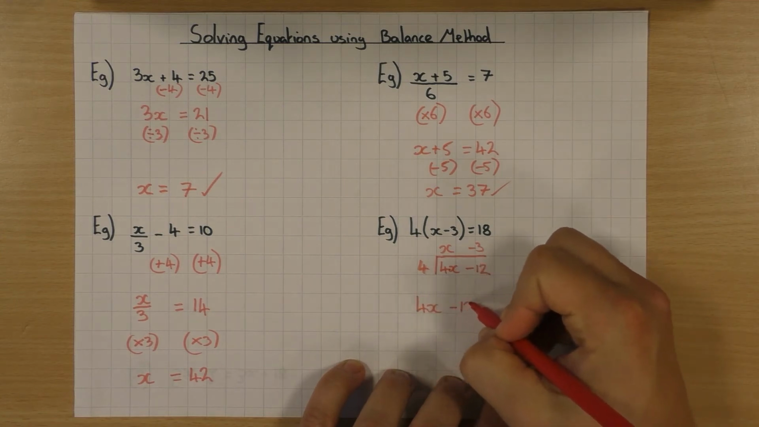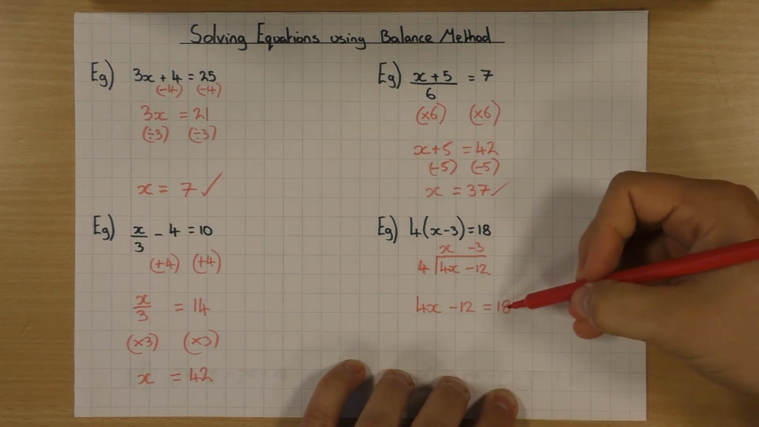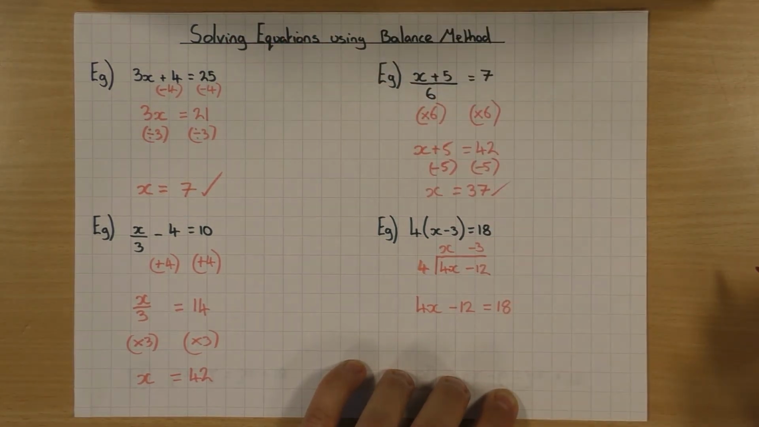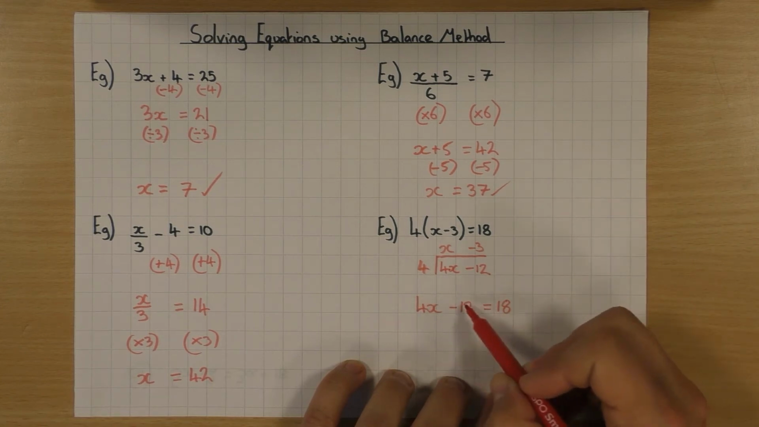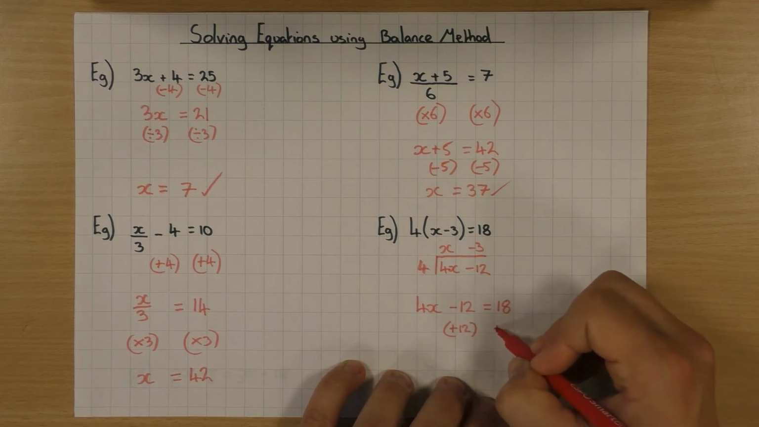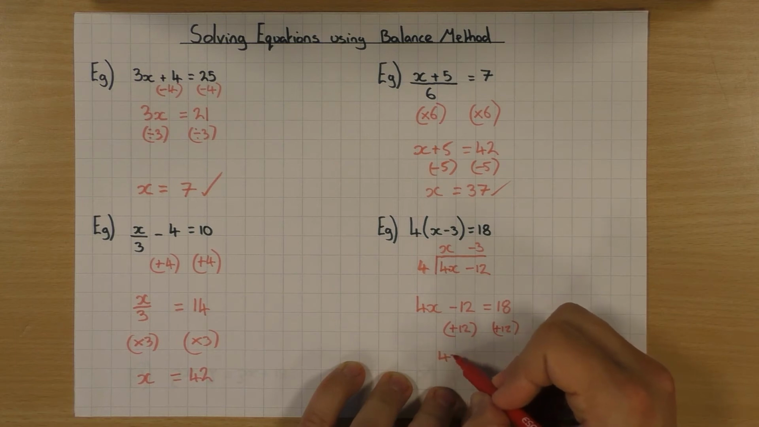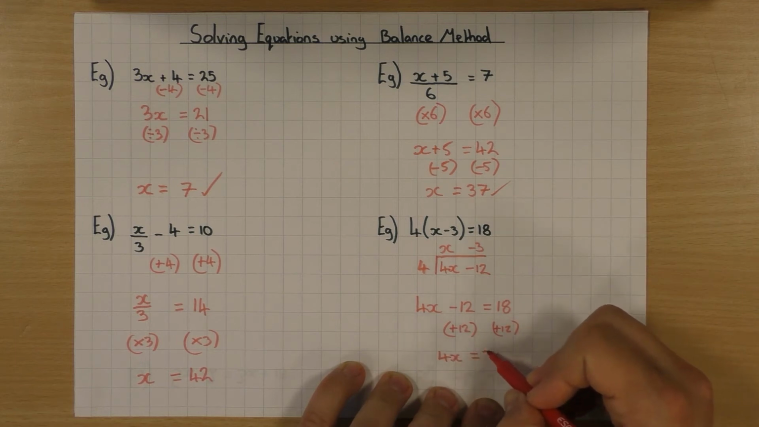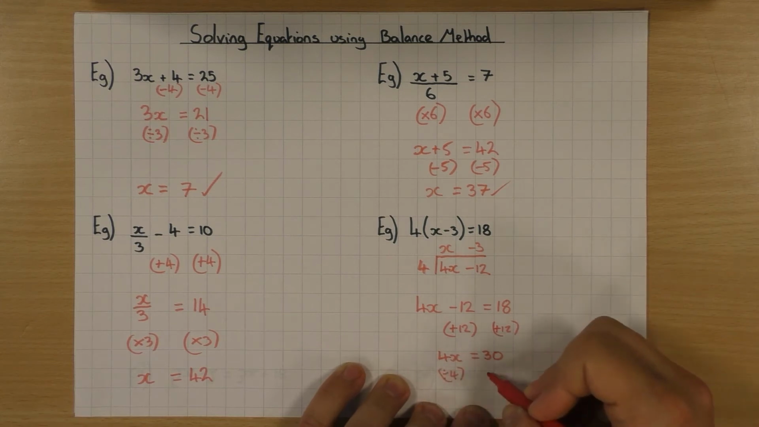So 4x minus 12 equals 18. And I'm then going to solve this, and it's exactly the same, really and truly, as solving my very first example. I'm going to leave the x tied up with the 4 there, get rid of that number by doing the opposite, which is obviously plus 12 in this case. That leaves me with 4x equals 30, and then divide by 4 both sides, keeping it balanced.